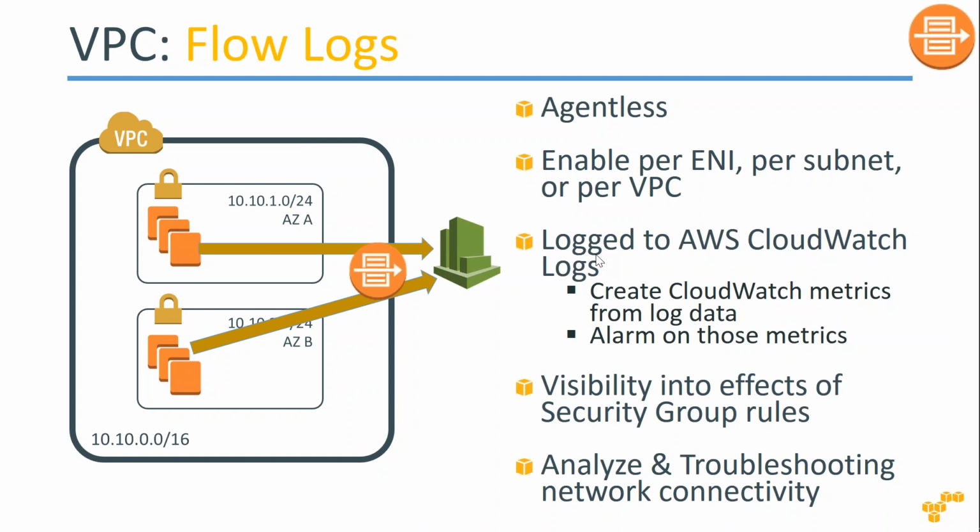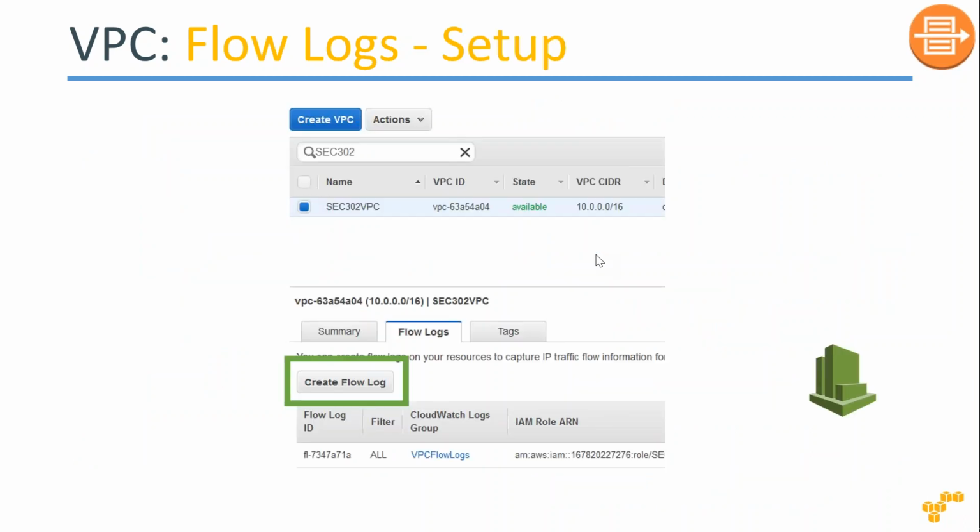It is simple and straightforward to set it up. As I show here in a couple of screenshots, whenever you click on the VPC or select a VPC for which you want to create a flow log, in the bottom panel of the screen you will have summary, flow logs, and tags.